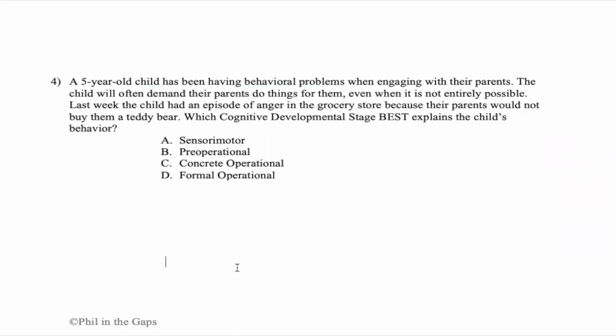Question 4. A 5-year-old child has been having behavioral problems when engaging with their parents. The child will often demand their parents do things for them, even when it is not entirely possible. Last week, the child had an episode of anger in the grocery store because their parents would not buy them a teddy bear. Which cognitive developmental stage best explains the child's behavior? A. Sensory motor. B. Pre-operational. C. Concrete operational. D. Formal operational.